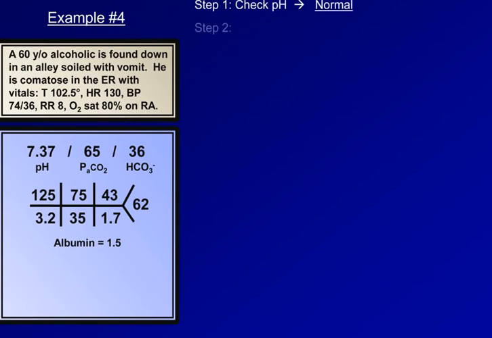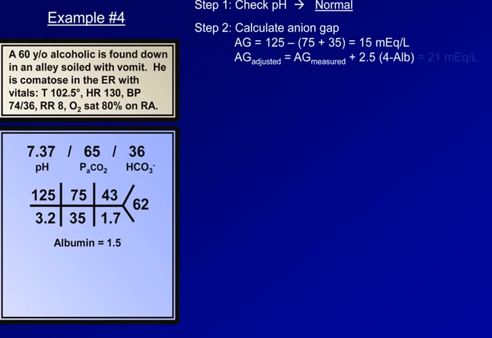With a normal pH, step 2 actually jumps ahead to the anion gap. In this case, it's 15 milliequivalents per liter, which adjusts to 21. So the patient probably has, at the very least, an elevated anion gap metabolic acidosis, and given the fact his pH is normal, he must have an alkalosis as well of some kind in order to balance it out.